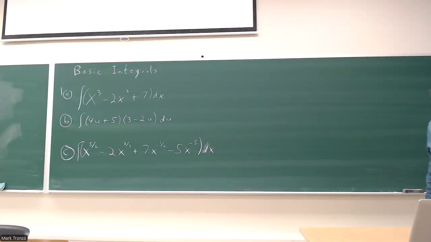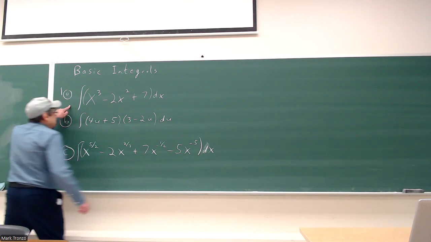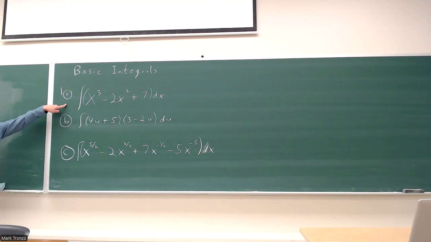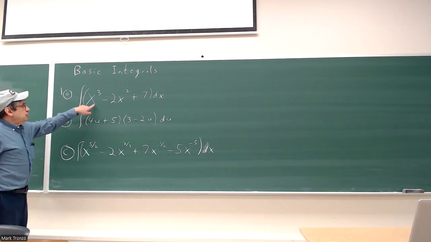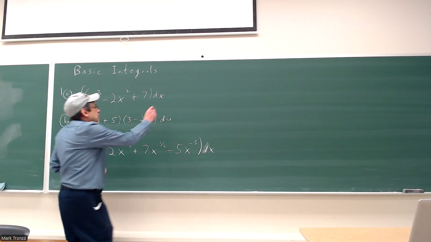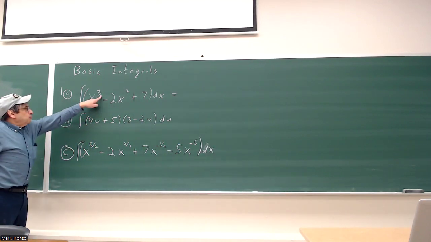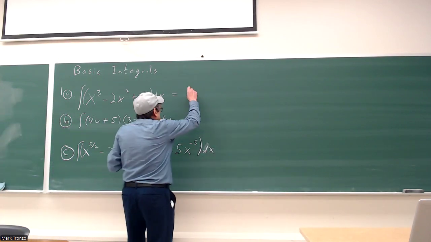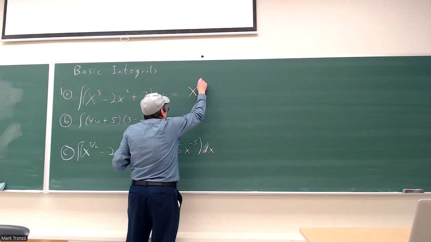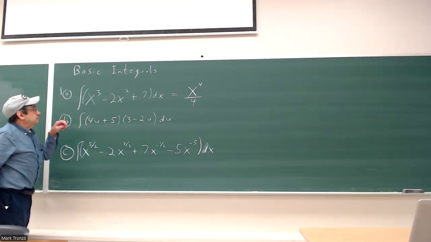We're going to review some very, very basic integrals. And we're going to take a look at these ones here. Let's start with this first one, 1a, x cubed minus 2x squared plus 7. Remember, when we do a basic integral like this, we always add 1 to the exponent and divide by the new exponent.